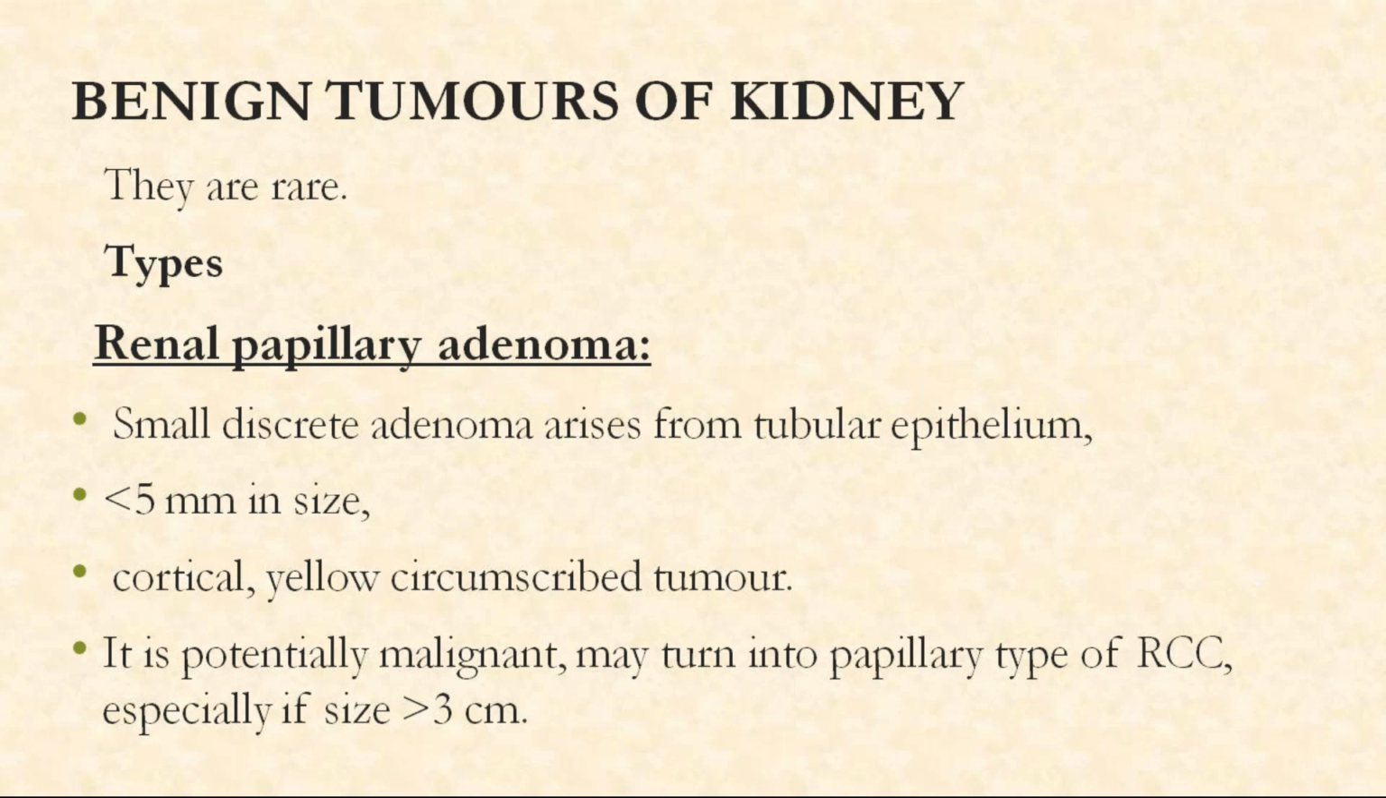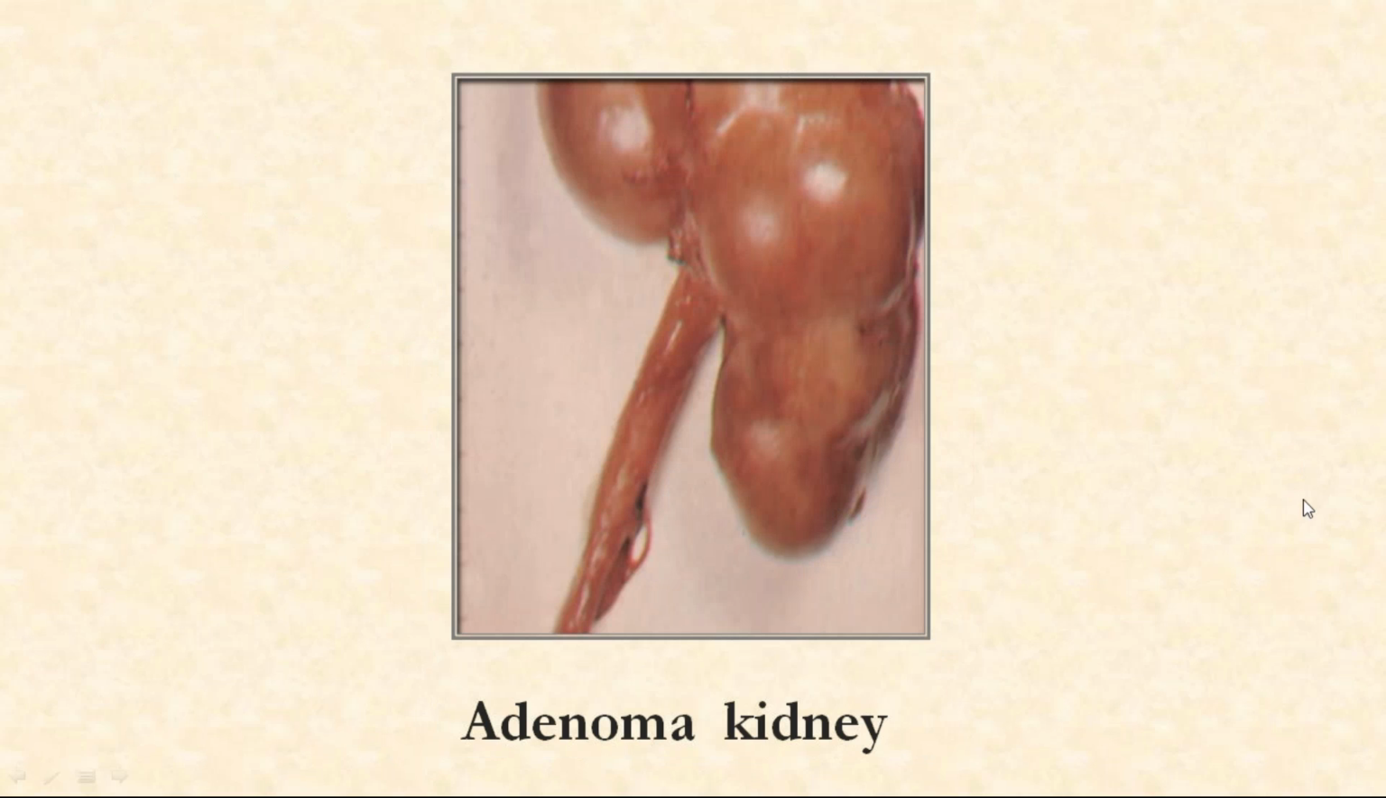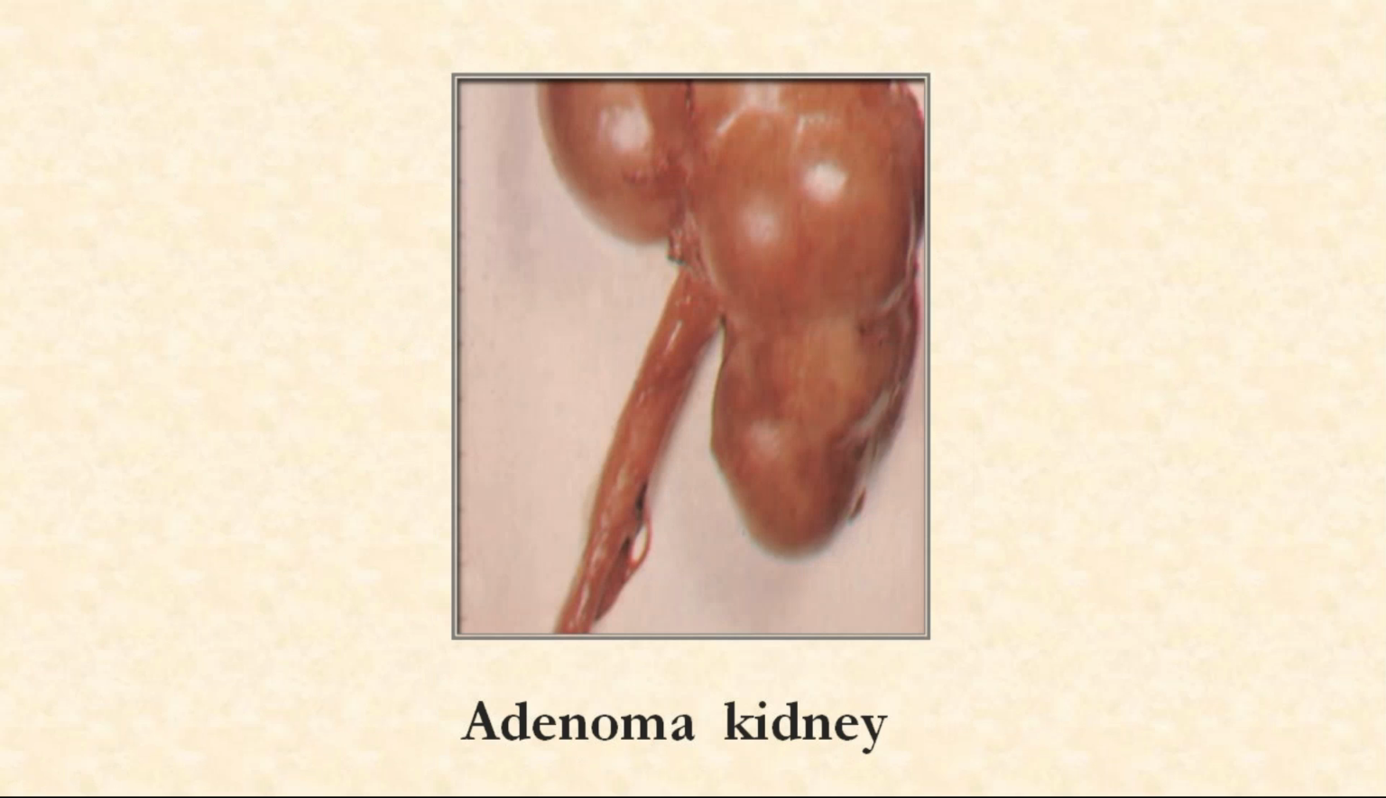Sometimes this renal papilloma is a benign tumor. Sometimes it may turn malignant, into papillary type of renal cell carcinoma, when the size increases to more than 3 centimeters. Usually, you know that it is 5 mm in size. If it increases in size, it may turn malignant, like a papillary type of renal cell carcinoma. This is a specimen showing the renal papillary adenoma. This is also one of the papillary adenomas. Multiple small cysts are there. This is the adenoma of the kidney, a benign condition.